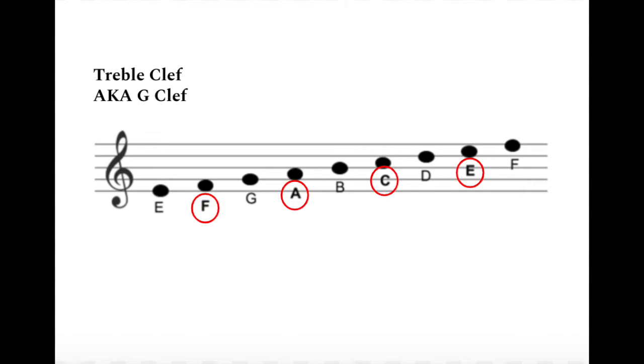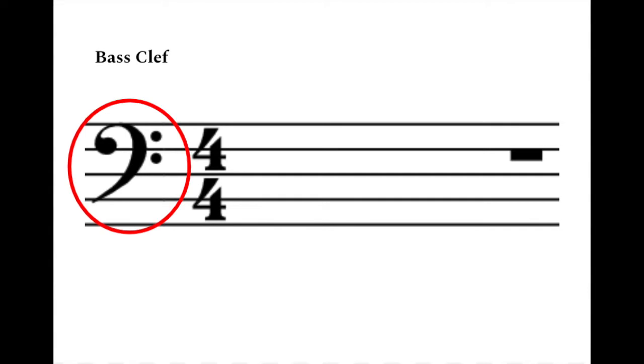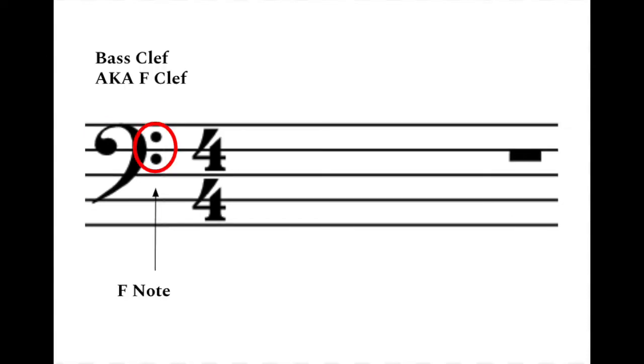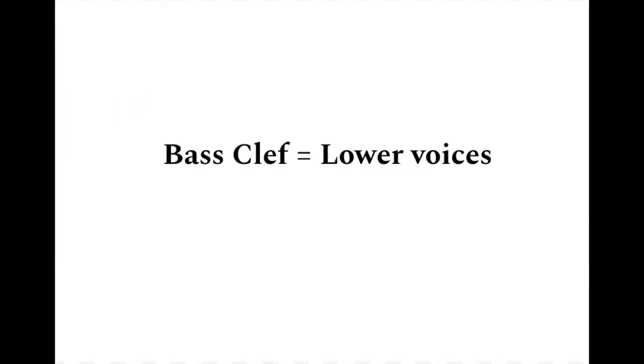Another type of clef that's commonly used is the bass clef, and it's indicated by what looks like the right side of a heart and two dots on the outside of it. This clef can also be called the F clef because if you look closely, the two dots are on either side of the line that you draw the F note on. This clef is easier to write lower notes on, and so it's typically used for lower voices like basses and tenors and baritones. And the notes on the bass clef look like this.